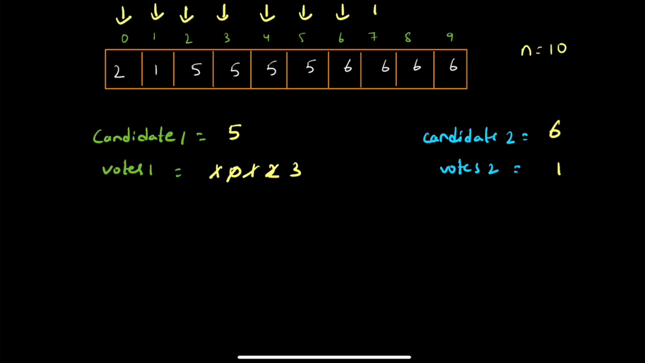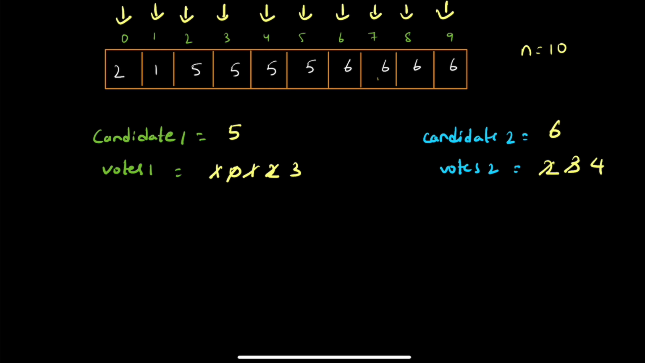Now, for index 7, the candidate is 6. Again, we'll check whether it is matching with candidate 1. No. Is it matching with candidate 2? Yes. So we'll increment its vote. Then it becomes 2. And for index 8, the candidate is 6, which is matching with candidate 2. So we'll increment its vote by 1. Then it becomes 3. And finally, for index 9, again the candidate is 6. So we'll increment its vote by 1. Then it becomes 4. Okay.